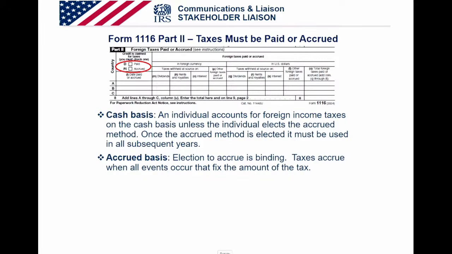Now, let's look at where the creditable foreign income taxes are entered for the taxable year.